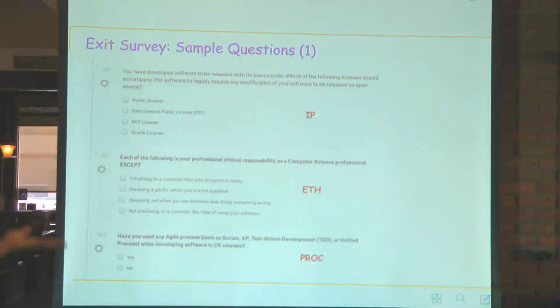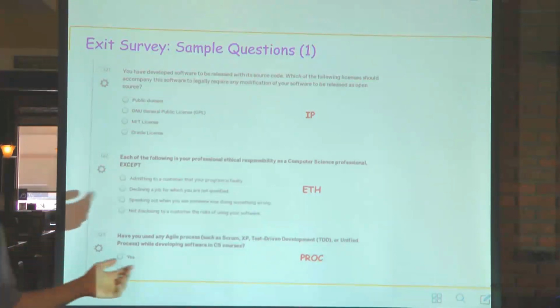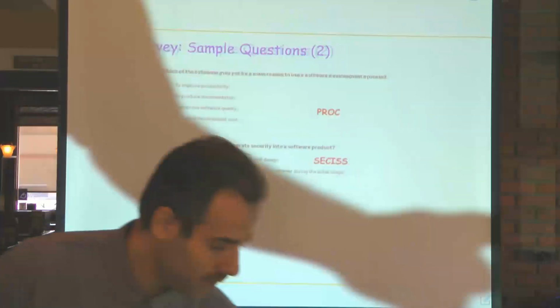Here is an example of a software process. Have you used any agile process such as Scrum, XP, test-driven development, or TDD, or a unified process while developing software in CS courses? Okay, and we have some others.